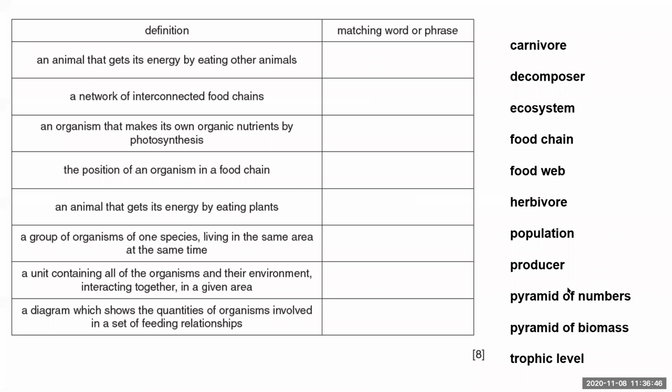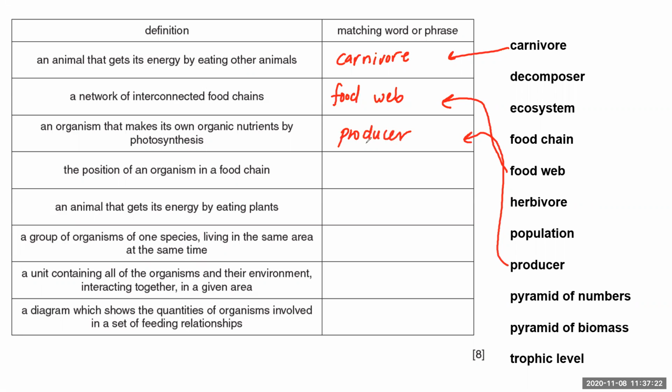Okay, now I want you to again pause the video and read carefully and answer these questions. Okay, ready? An animal that gets its energy by eating other animals, carnivore. A network of interconnecting food chains, a food web. An organism that makes its own organic nutrients by photosynthesis, a producer.